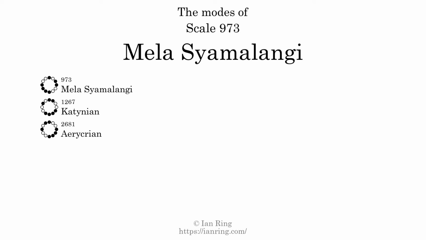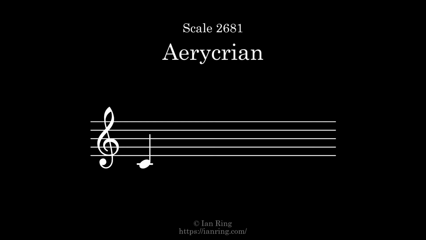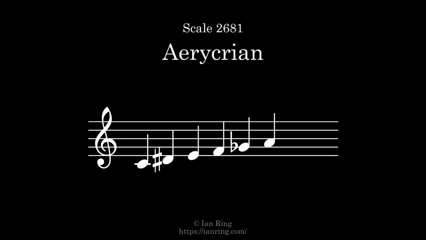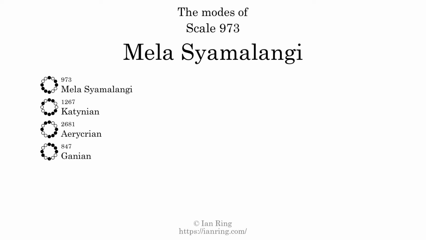The third mode is scale 2681, also known as Requiem. It sounds like this. The fourth mode is scale 847, also known as Gaian. It sounds like this.